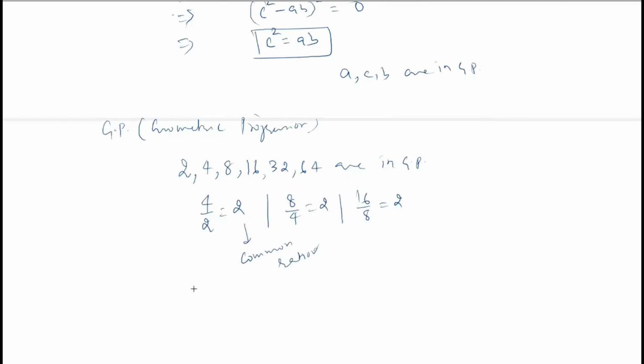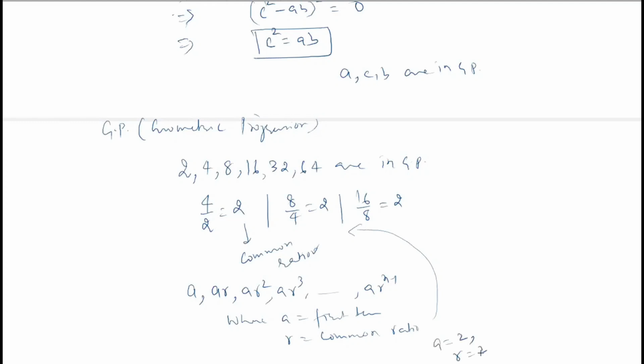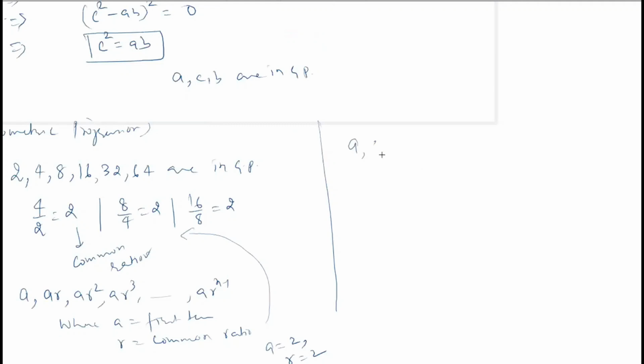In general, we represent a GP like this: A, AR, AR squared, AR to the power 3, and so on up to AR to the power n minus 1, where A equals the first term and R equals the common ratio. In this case, our first term is 2, so A is 2, and R is also 2. So if I'm saying that ACB are in GP, all we are saying is that C by A would be equal to B by C, or we can say that C squared is equal to AB, and this is what it is.